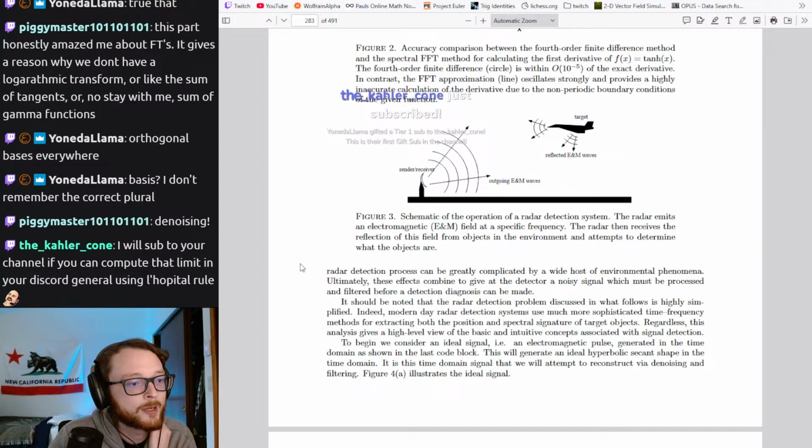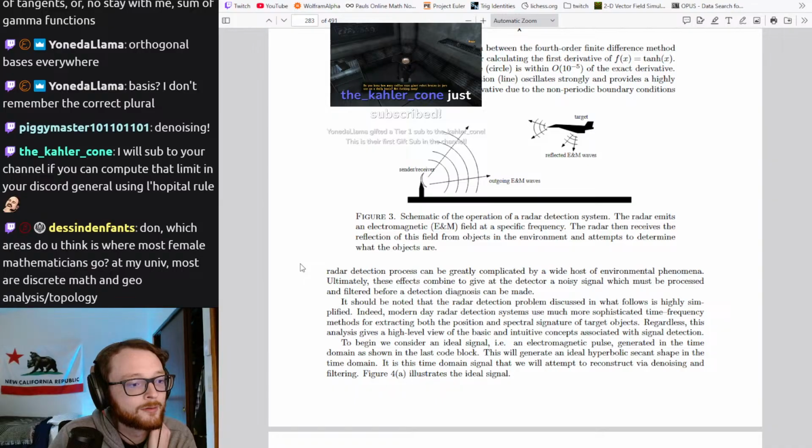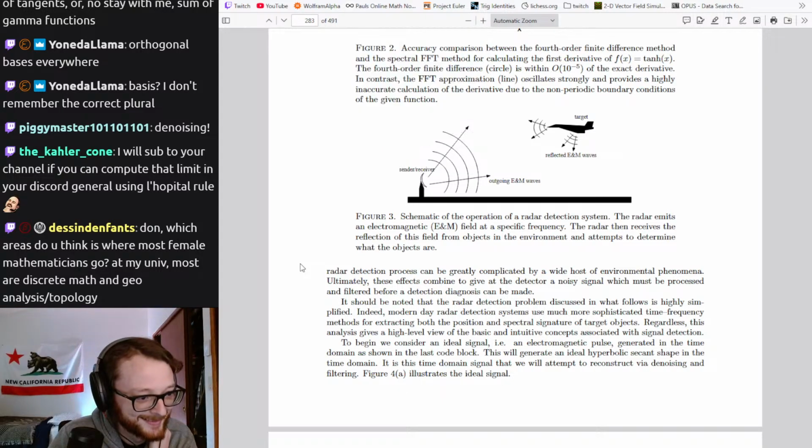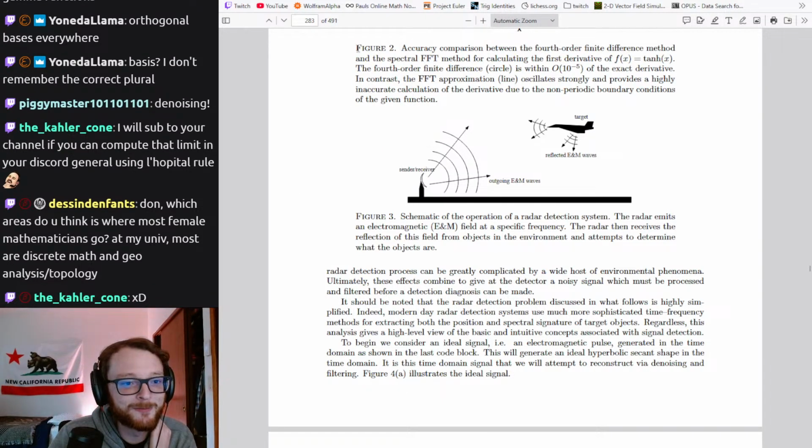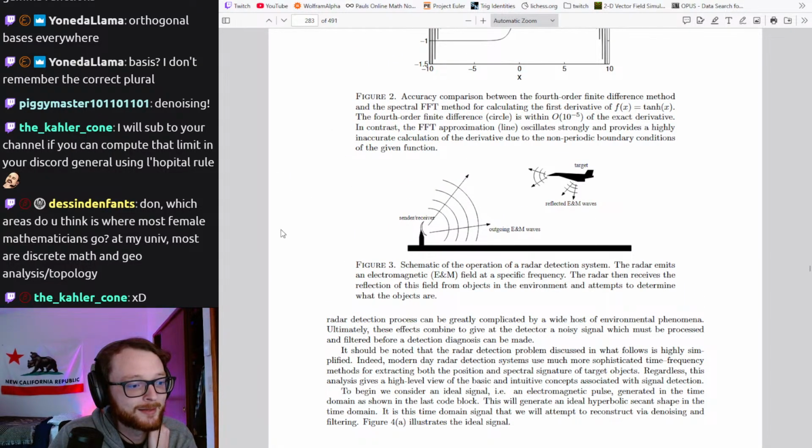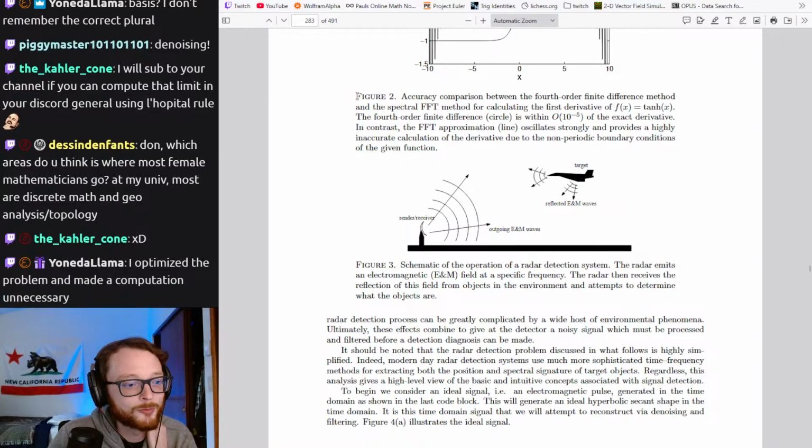This part honestly amazes me about Fourier transforms, gives a reason. Oh my god. The Fallout New Vegas alert. Yonetta, thank you so much for gifting Color Cone a sub. Holy crap. I really appreciate it, dude. Also, that reminds me, I think there's a new episode today, but I did get through season 2 of the Fallout show, and it's really good.